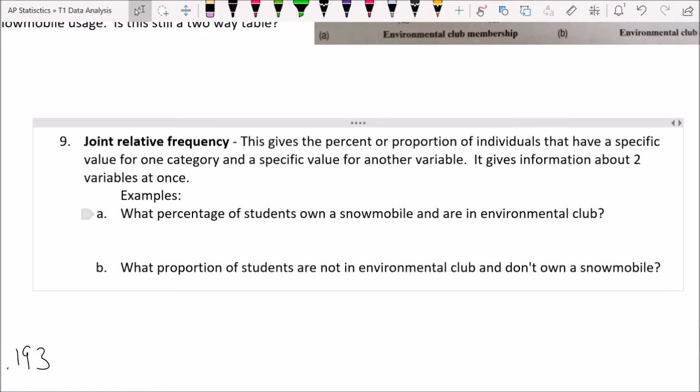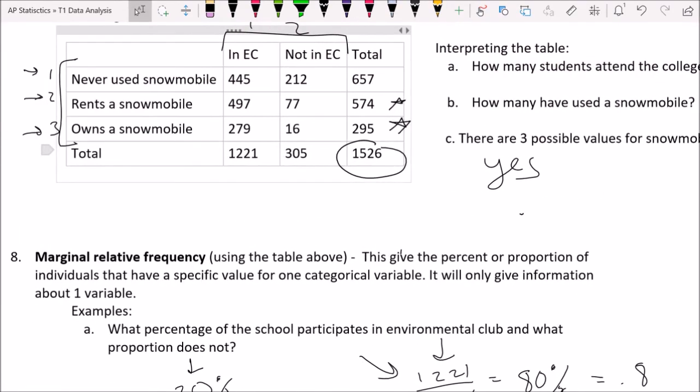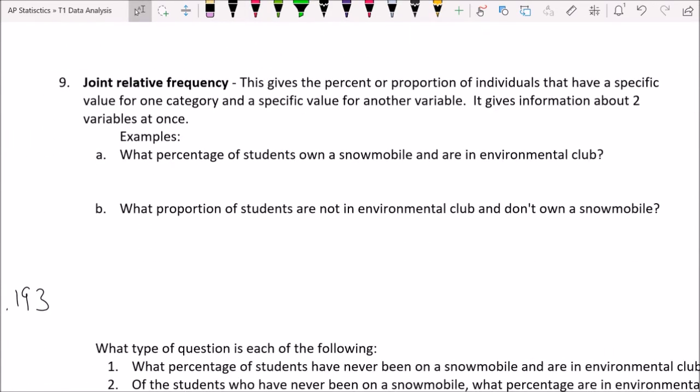So let's go back to our chart and find the students who own a snowmobile and are in environmental club. Own and are in environmental club is right here. So that's 279 out of 1526. So 279 out of 1526, and they asked for a percentage, so I'm not going to write it as a probability, I'm going to write it out as a percentage. And that would be 18.3%.